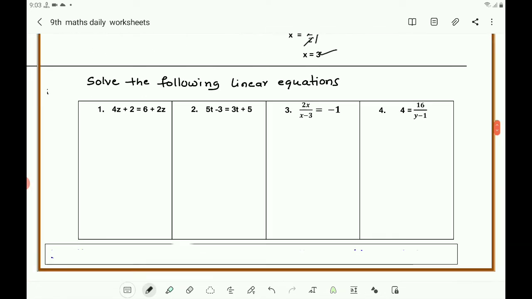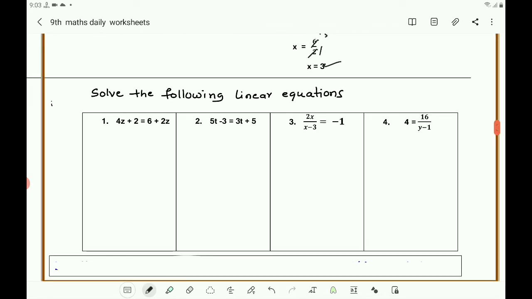So you take some examples. Do the activity: solve the following linear equations. First one, 4z plus 2 equals 6 plus 2z. In the first step, what you have to do? Transfer 2z to the LHS and this 2 to the RHS.